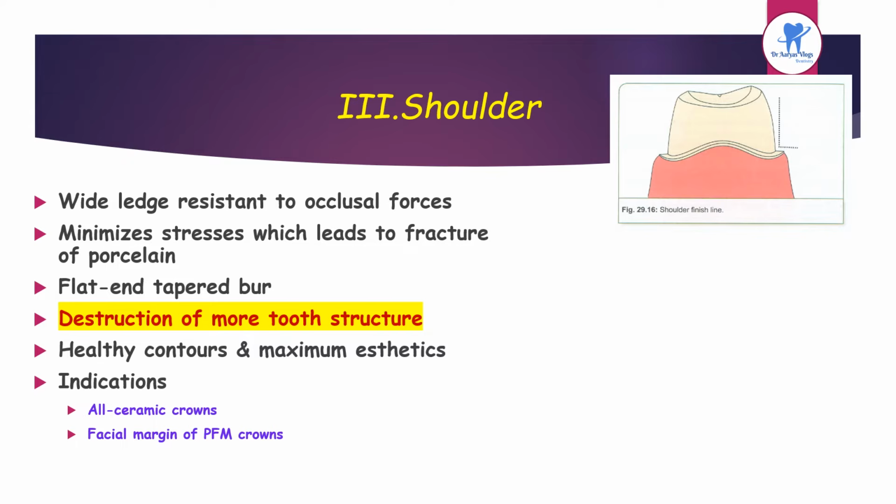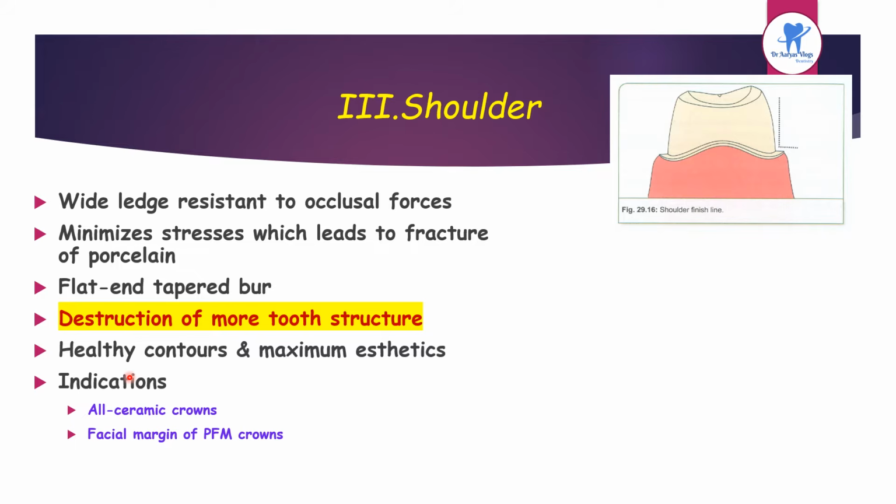Coming to the shoulder finish line. The classic shoulder was used as the finish line of choice for an all ceramic crown. It has a wide ledge which provides resistance to occlusal forces, and it also minimizes the stresses which might lead to fracture of the porcelain. It is produced using a flat and tapered bur. It requires the destruction of more tooth structure than any other finish line. This is very important: it requires more tooth structure destruction.